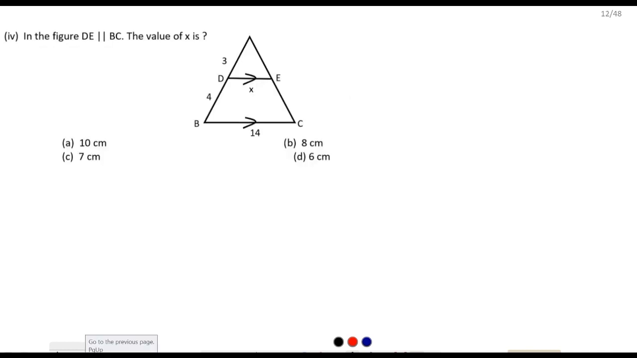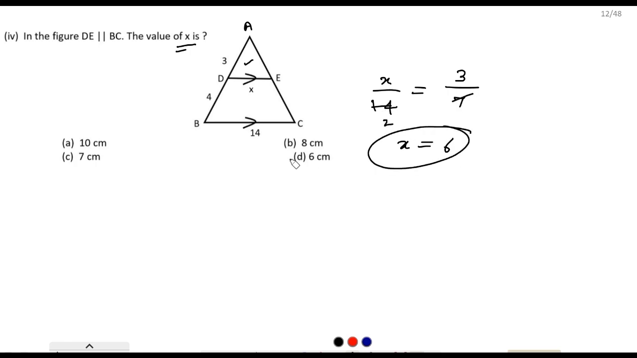Next, DE is parallel to BC. Find the value of X. According to the basic proportionality theorem, triangles ADE and ABC are similar triangles and their sides will be in proportion. It means DE upon BC will be equal to AD upon AB, that is 4 plus 3, 7. X is equal to 6.